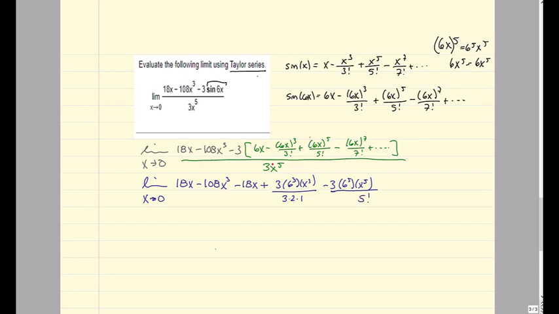And I also need to include this denominator here. So that's 3x to the 5th under each one of these. I'll just write times 3x to the 5th here, 3x to the 5th here. And my next term then would be minus 3, 6 to the 7th, x to the 7th, all over 3x to the 5th times 7 factorial.